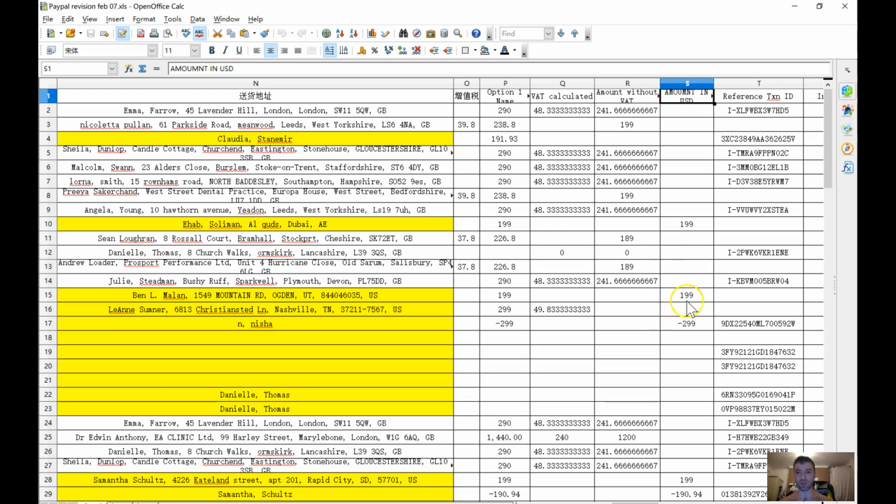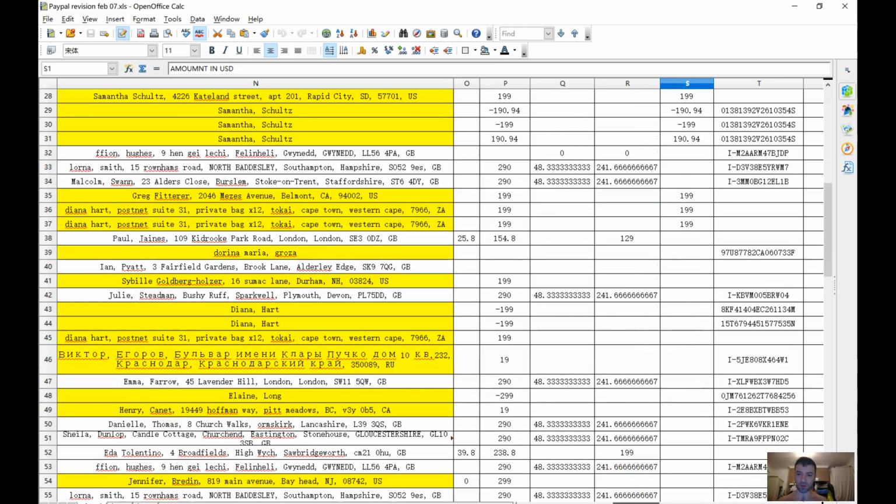Amount in US dollars, so the sales in US dollars. So that's going to be split. Normally the sales in US dollars are VAT exempt because they're goods that are going outside the EU. So that's a bit easier.